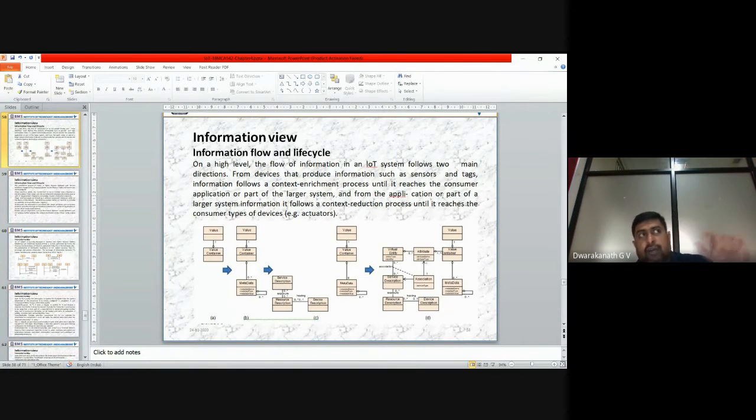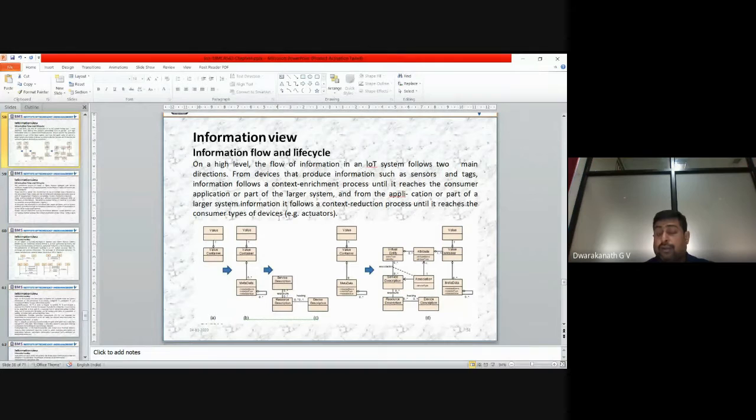From the application, again, he presses a button. From the application or a part of the larger system, information follows a context reduction process until it reaches the consumer types of devices, that is, actuators. The pump should be on. The dryness notification and moisture level value will be given to the user app. Once the user gets the notification, he will see that pump 1 should be on, because dryness is more. If the user presses that button, then automatically it should come back to our device level, because my actuator is connected to the device as well as my sensor.